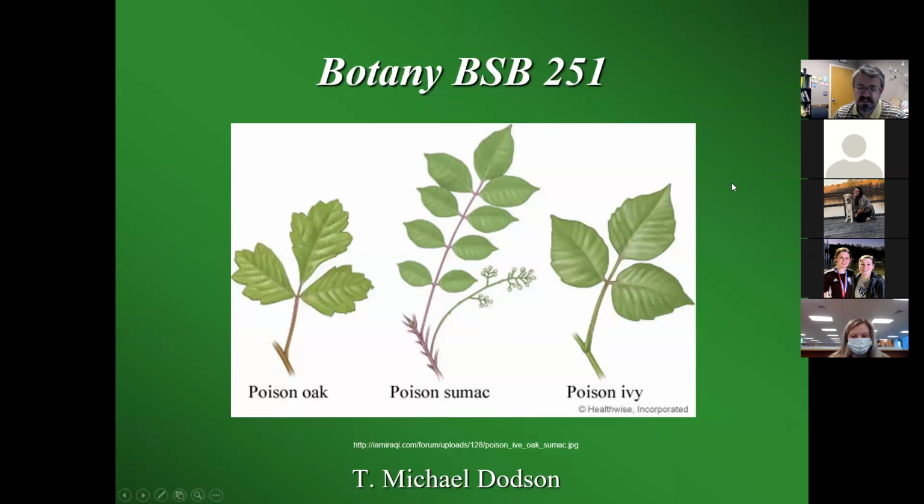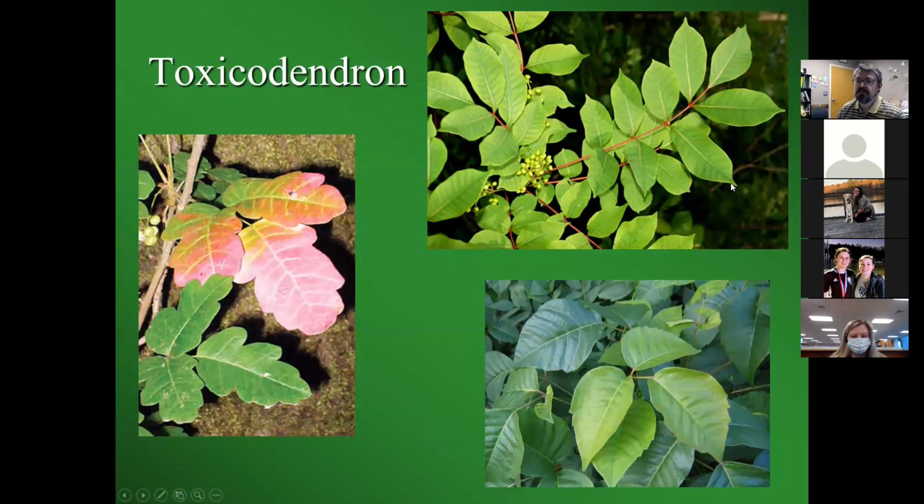So it is an interesting plant. You can see some real features here. The bottom right is poison ivy. The one on the left is poison oak. And the one up here is poison sumac. I have not seen poison sumac in Mississippi. That's not to say it's not here. It's just that I haven't seen it. It's not common for me.